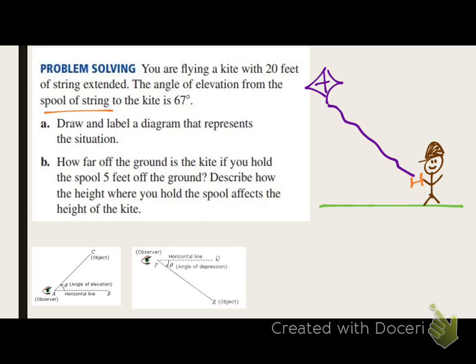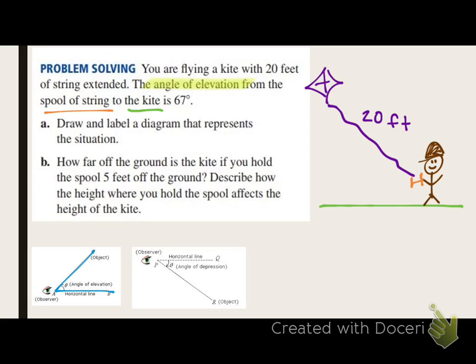So let's go back. It says you are flying a kite with 20 feet of string extended. So my string is 20 feet long. My angle of elevation from the spool to the kite is 67. So for an angle of elevation, what will one of the sides always look like?